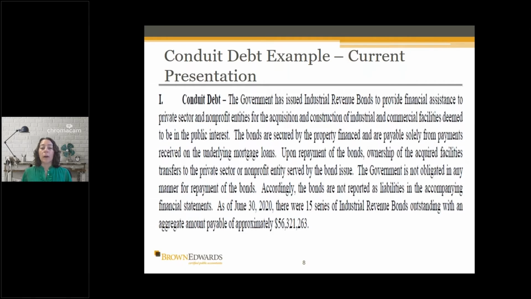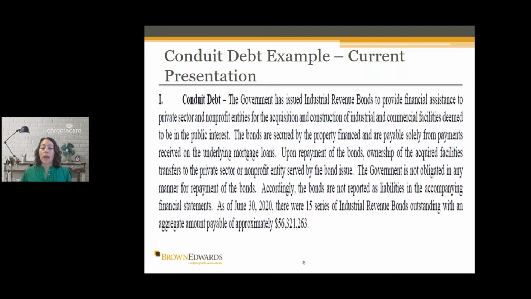Upon repayment of the bonds, ownership of the acquired facilities transfers to the private sector served by the bond issue. So what they're saying in this sentence is that right now, the title of the asset, the ownership of the facilities, is not with the third party during this arrangement, it's with the issuer. So that's something we're going to consider and come back to as well.